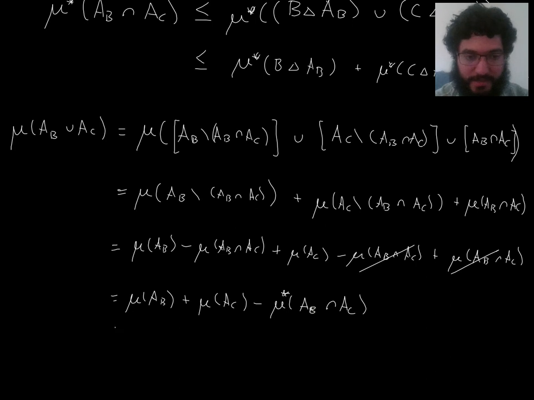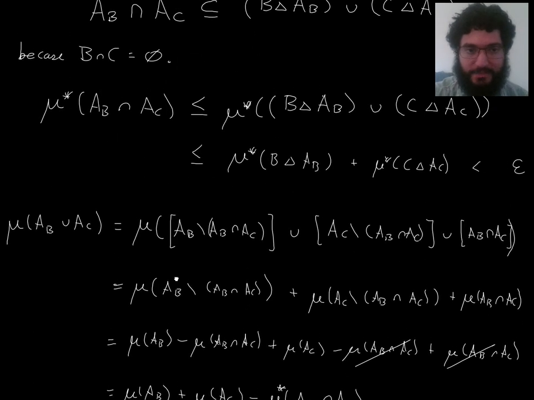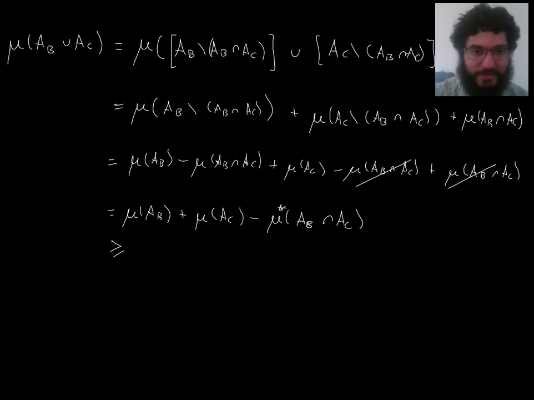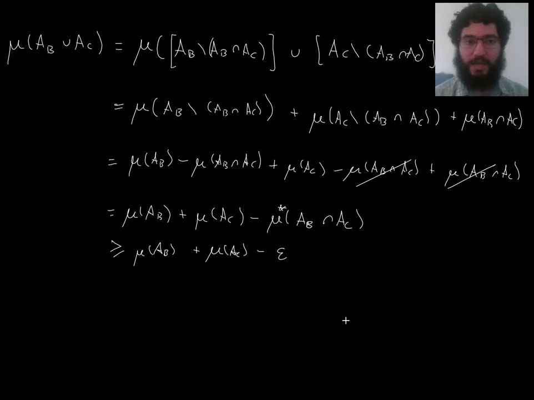Okay, now I got greater than or equal to. Since this is being subtracted, this inequality flips around, the inequality that my face is covering. I have mu star of the intersection is greater than or equal to negative mu star of the intersection is greater than or equal to negative epsilon. So I have that.